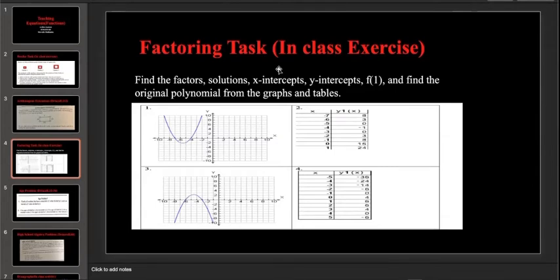The habit of mind, as I'm saying, involves doing and undoing, coming up with a rule, recognizing patterns, observation, and abstracting from computation. Well, this problem asks to find the factor, solution, x-intercept, y-intercept, the function, like the formula, and find the original polynomial from the graph and the tables. They gave us the graph and the table with values. So we have to use our brain, observe.